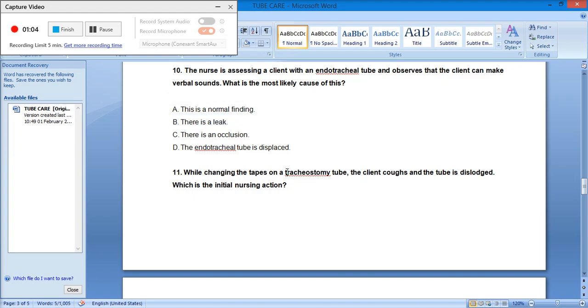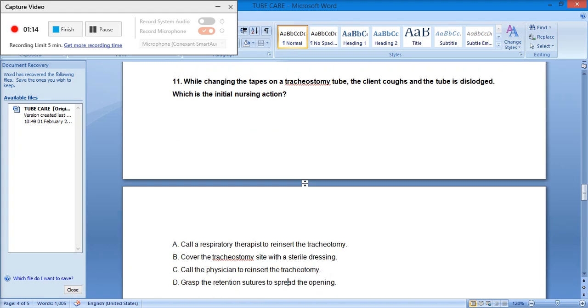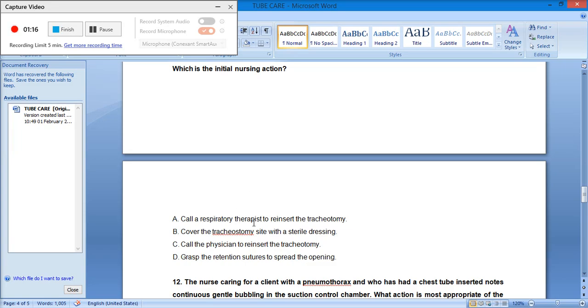While changing the tapes on the tracheostomy tube, the client coughs and the tube is dislodged. What is the initial nursing action? A. Call a respiratory therapist to reinsert the tracheostomy. B. Cover the tracheostomy site with a sterile dressing. C. Call the physician to reinsert the tracheostomy. D. Grasp the retention sutures to spread the opening. The correct answer is D. Grasp the retention sutures to spread the opening.